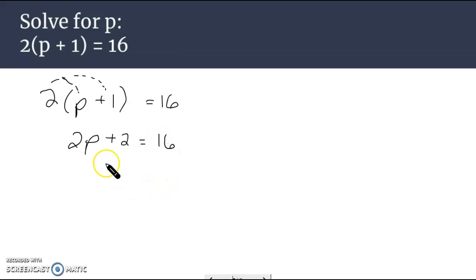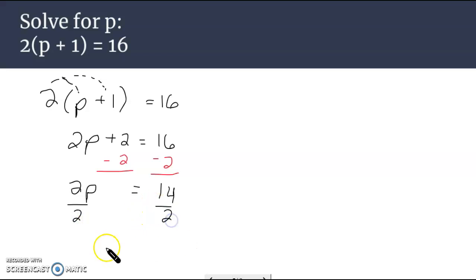Now it's another situation where I have two things happening to the variable. It's getting multiplied by 2, and we're also adding 2. One at a time, we will undo those things. I'm going to first take away 2 from both sides, and then we're left with 2p equals 14. We will divide by 2 on both sides, and then we have p equals 7.